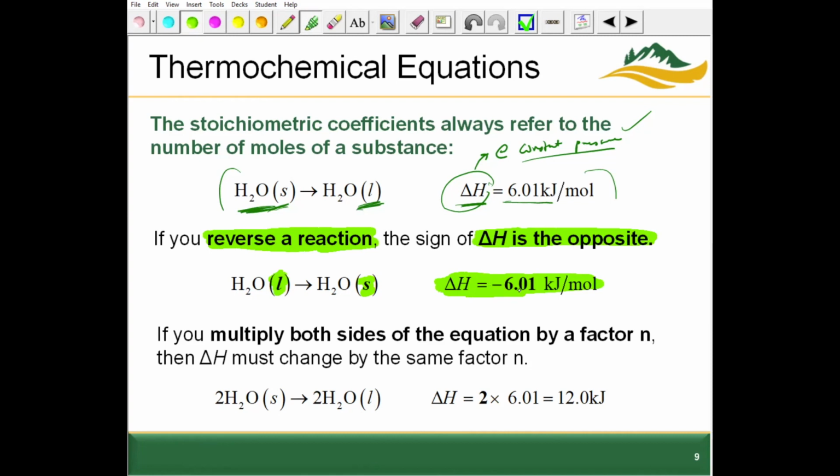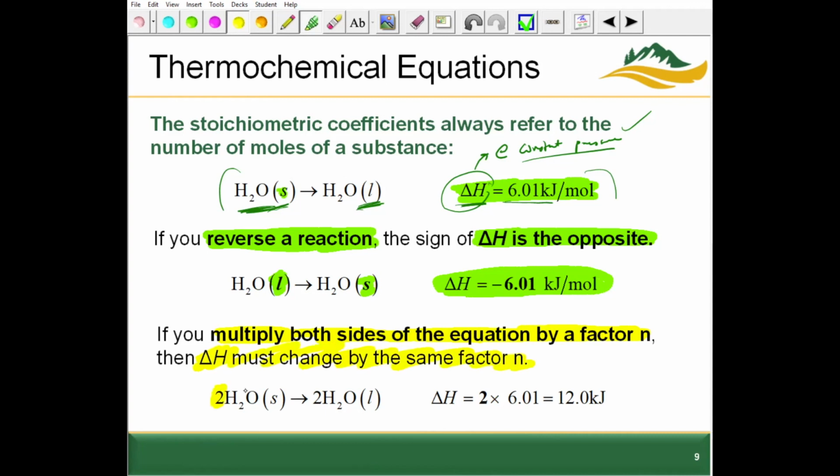That change in enthalpy is now negative 6.01 kilojoules per mole, where this one, originally from solid to liquid, is positive 6.01 kilojoules per mole. Then another factor in these change in enthalpy values: if you multiply both sides of the equation or reaction by some factor like n, then delta H must change by the same factor, n.